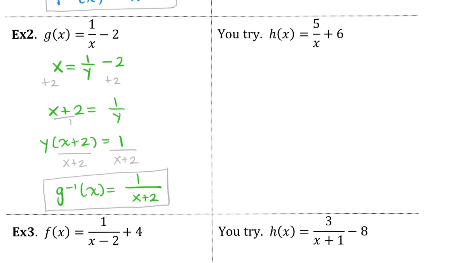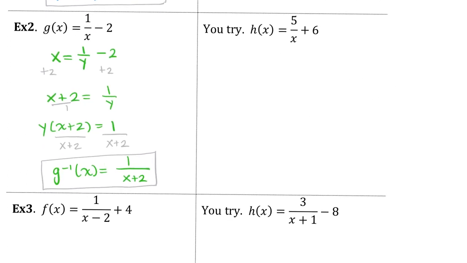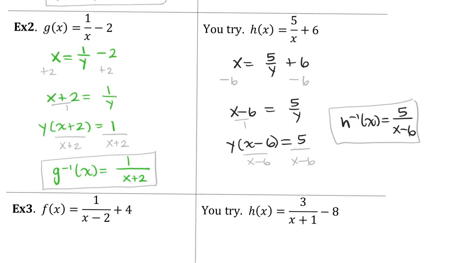Okay, go ahead and try the next one. It's very similar to this one. Okay, now check your answer. For h inverse of x, I got 5 over the quantity x minus 6.